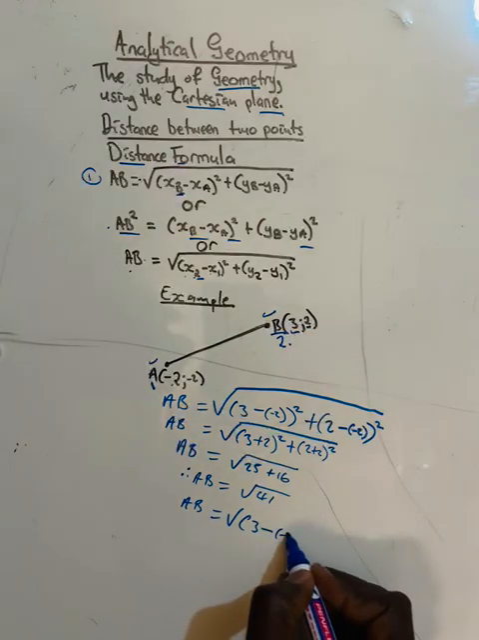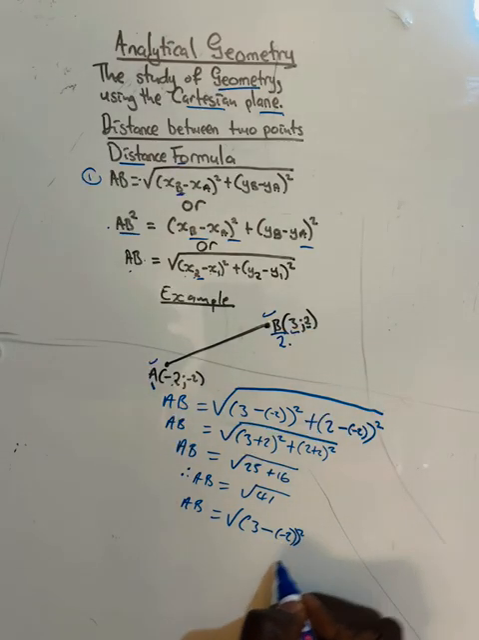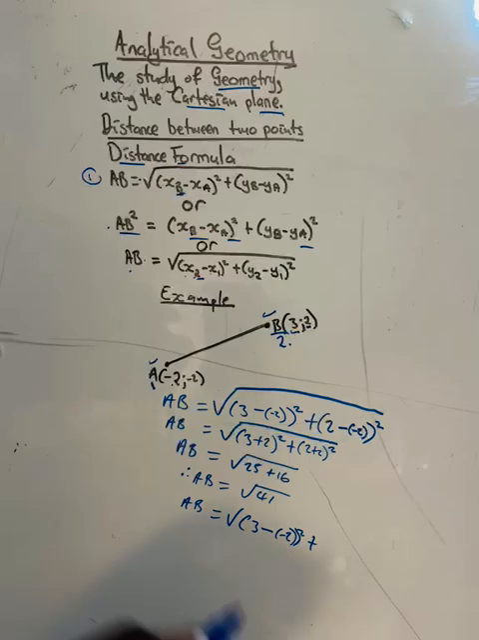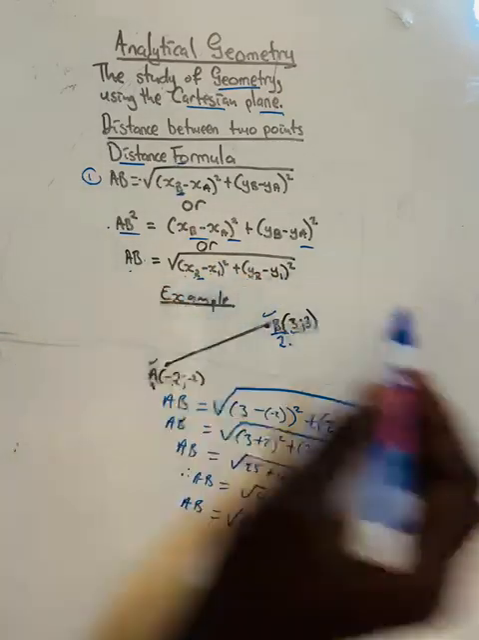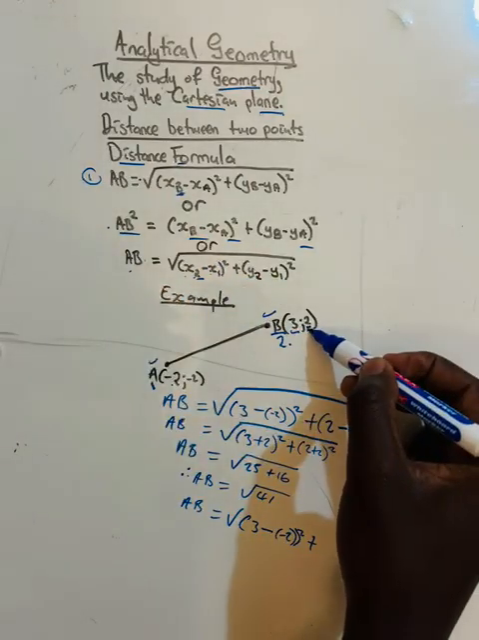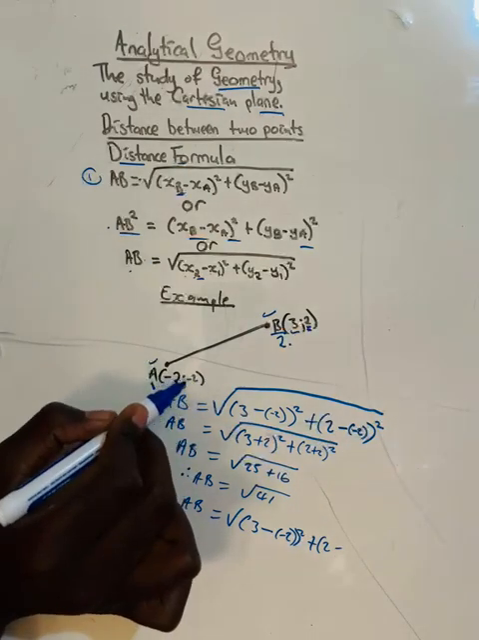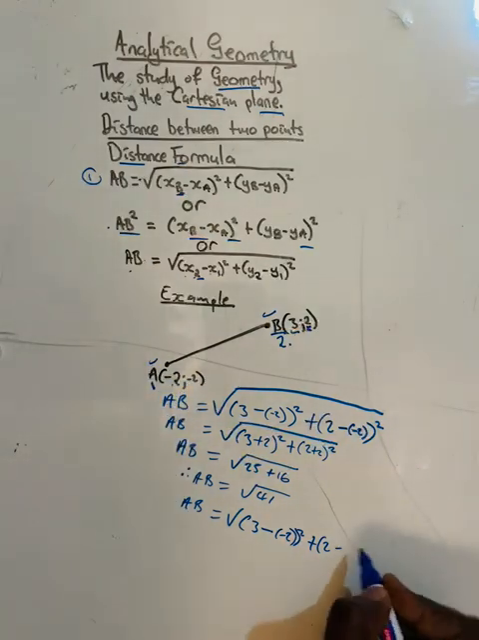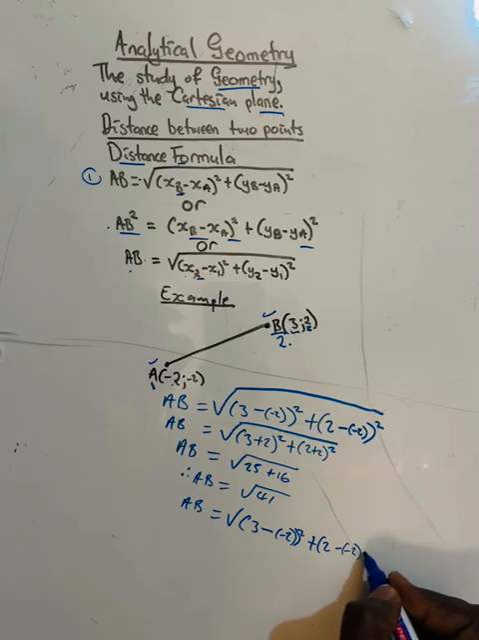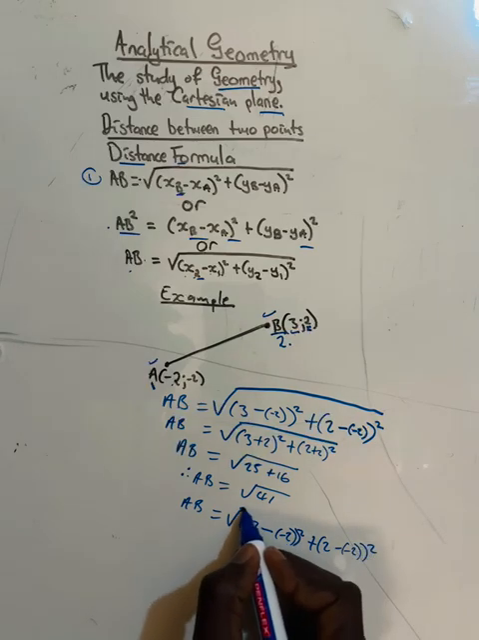So we say open bracket -2, close bracket squared, plus here y2, this is the y at point 2, which is now 2 minus. Our y at point 1 is negative 2. So we say negative 2, close bracket, squared, like that.